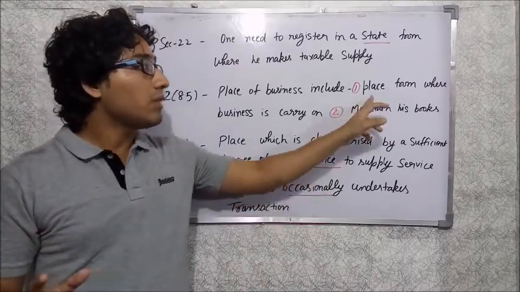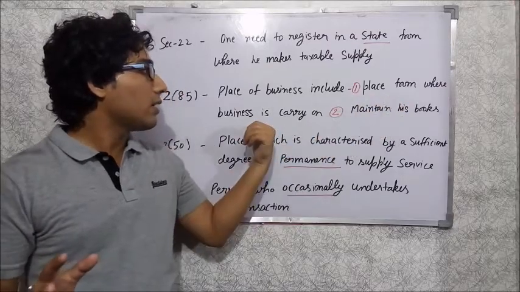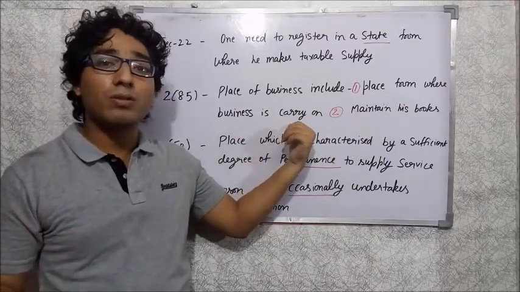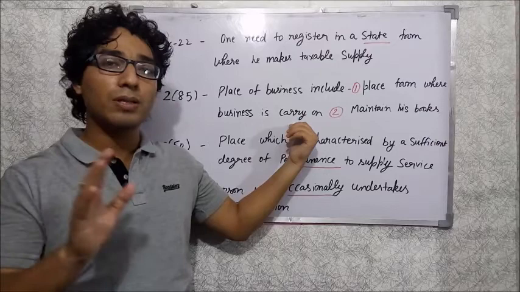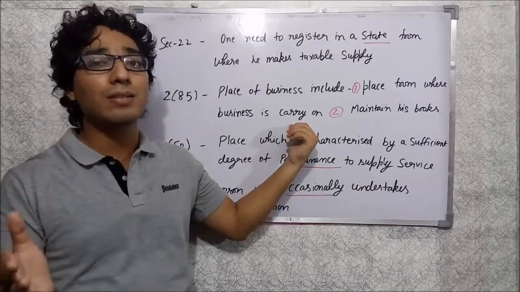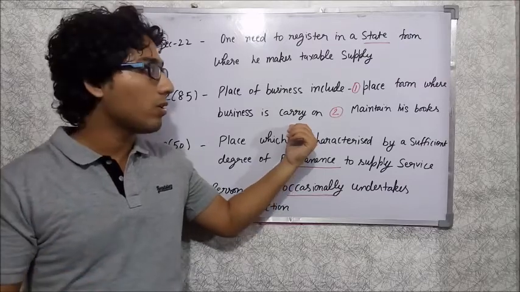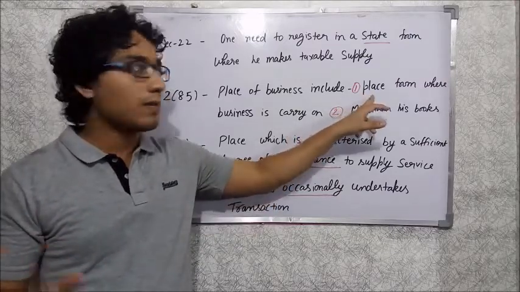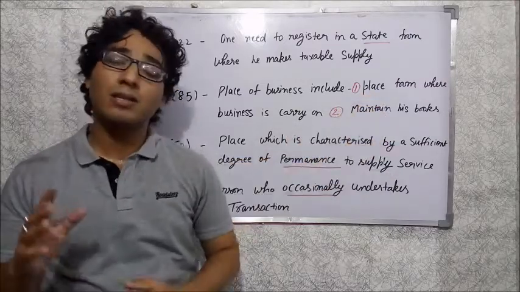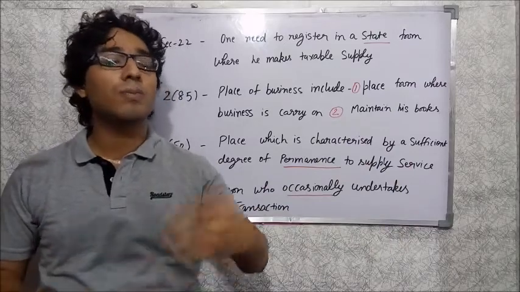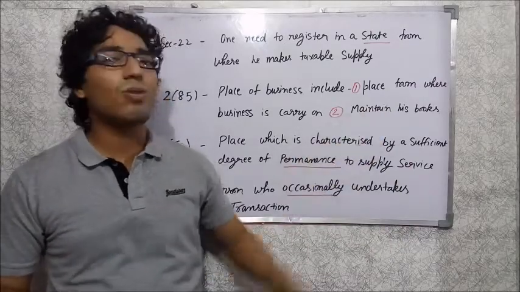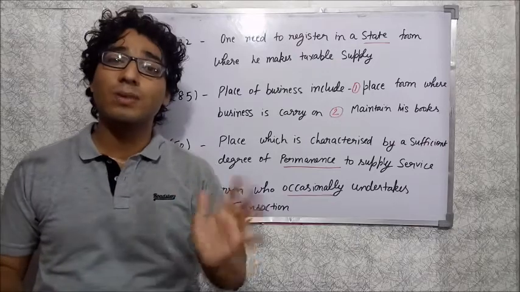So we have to check out that place from where business is carrying on. His business is carrying on from Punjab, he doesn't have any other place in Maharashtra except that property which is being rented out. So the first one is not here. The second one is where he maintains his books. He is maintaining his books in Punjab. So in both cases the location is Punjab, the place of business is Punjab.